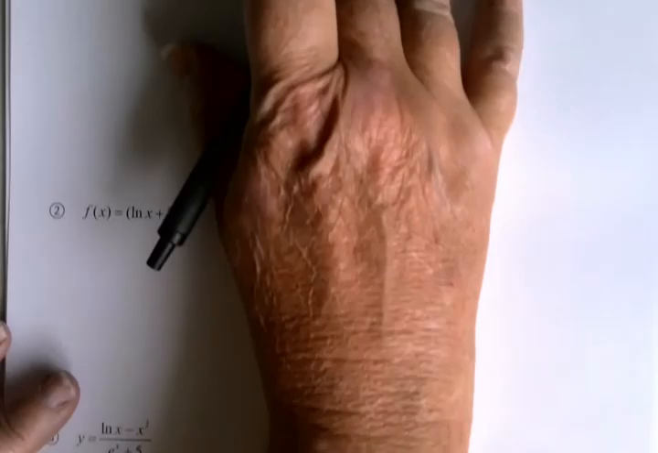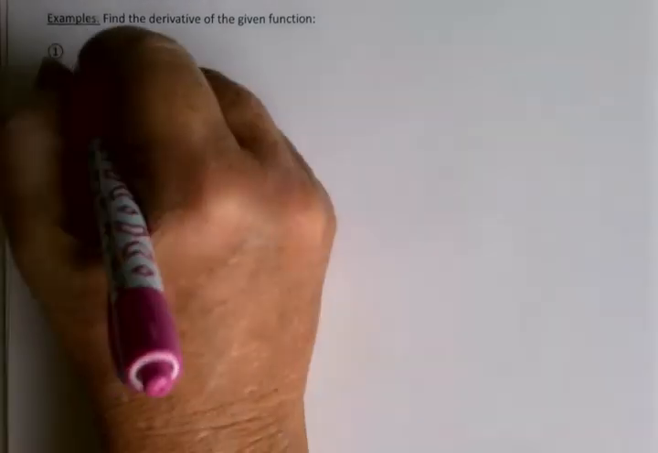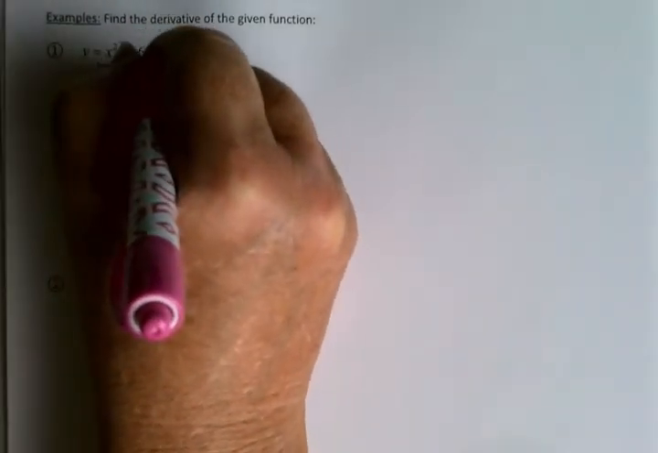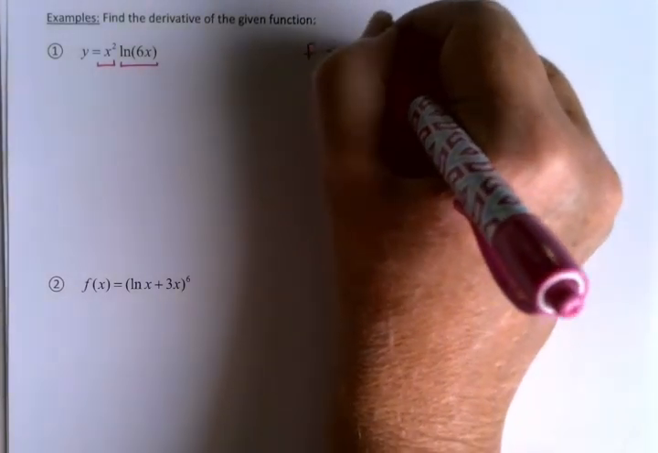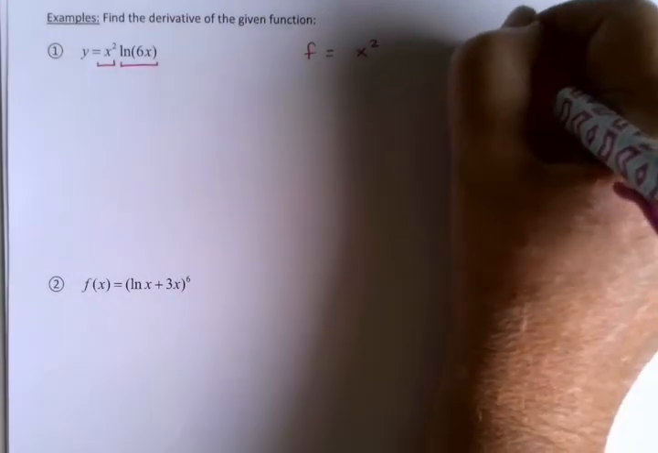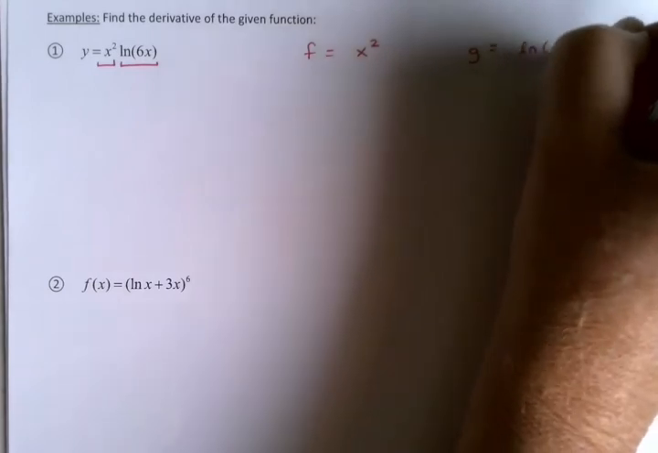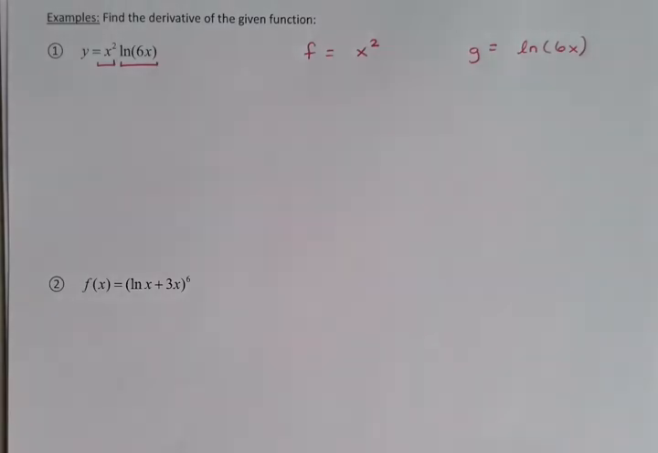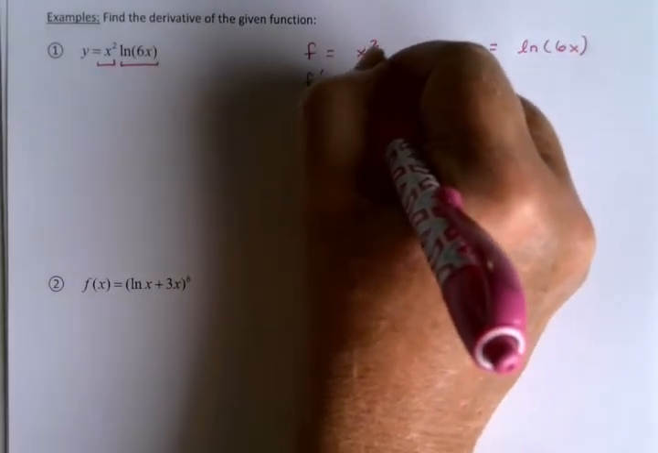So some examples. I would like the derivative first of x squared times the natural log of 6x. Back to our product rule again. f would be x squared, and g would be the natural log of 6x. So f prime is 2x.